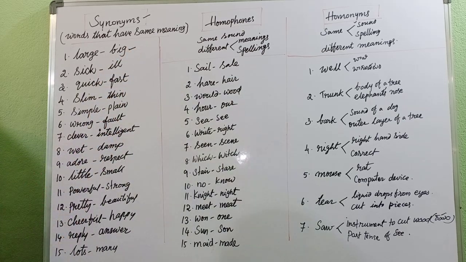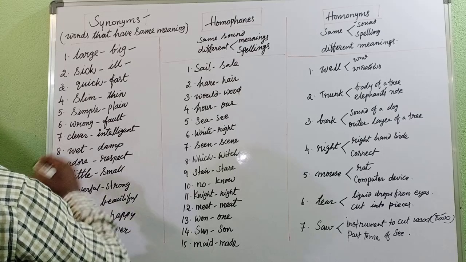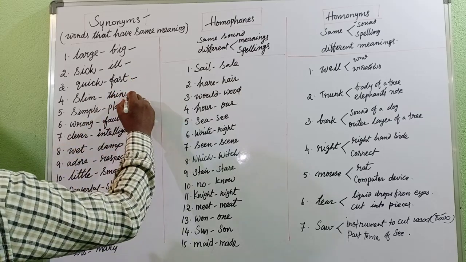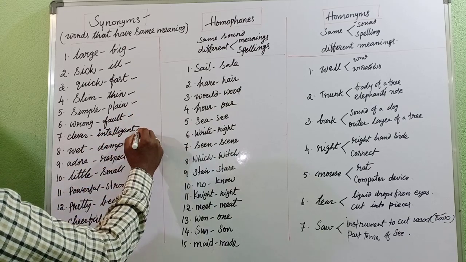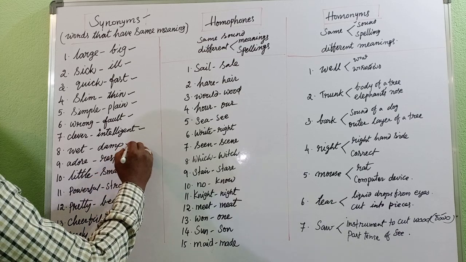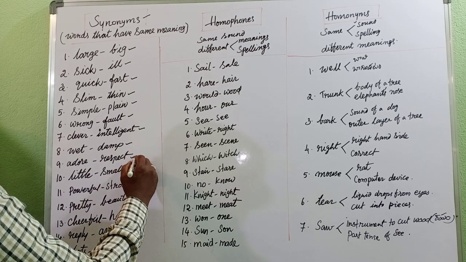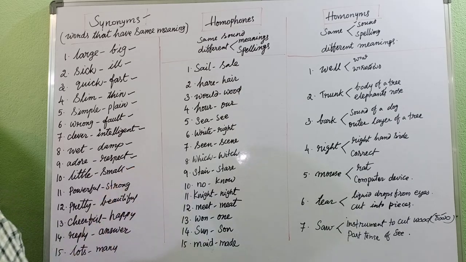Large, big, sick, ill, quick, fast, slim, thin, simple, plain, wrong, fault, clever, intelligent, wet, damp, adore, respect, little, small, powerful, strong, pretty, beautiful, cheerful, happy, reply, answer, lots, many. So these are the synonyms, meaning both the words' meanings are the same. So bigger and large, with the size.